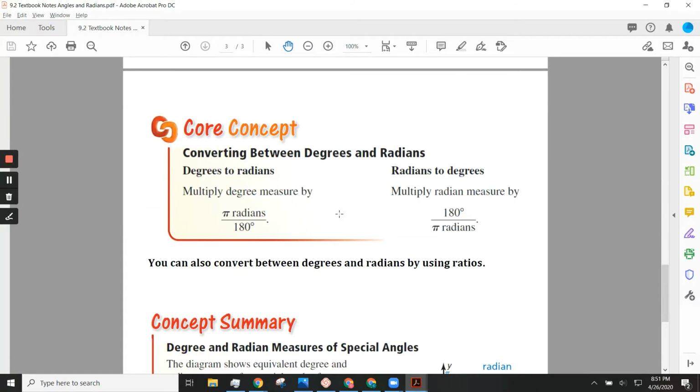So, if I have to convert between degrees and radians, let's say I'm starting in degrees, all I have to do is multiply by pi radians over 180. If I want to go radians to degrees, multiply by 180 degrees over pi radians. And I'm going to show what this looks like in just a moment. If you prefer using proportions and ratios, you can also do that, and I'll give an example of that as well.